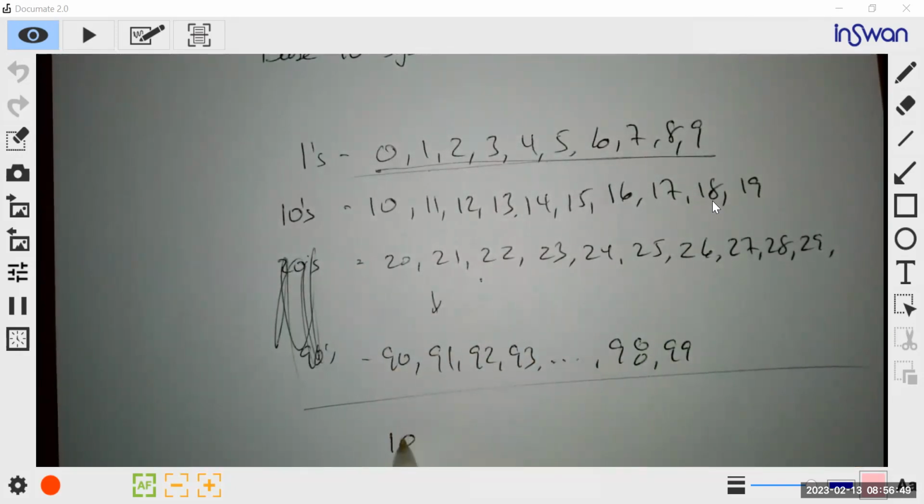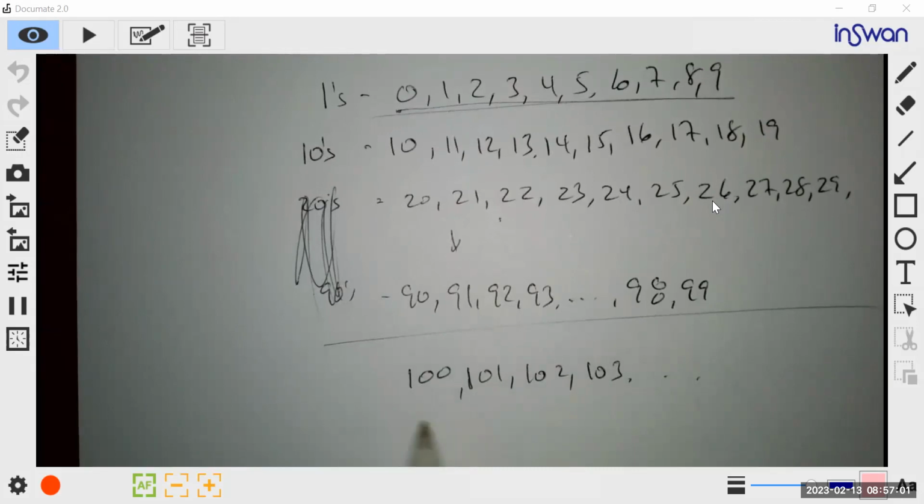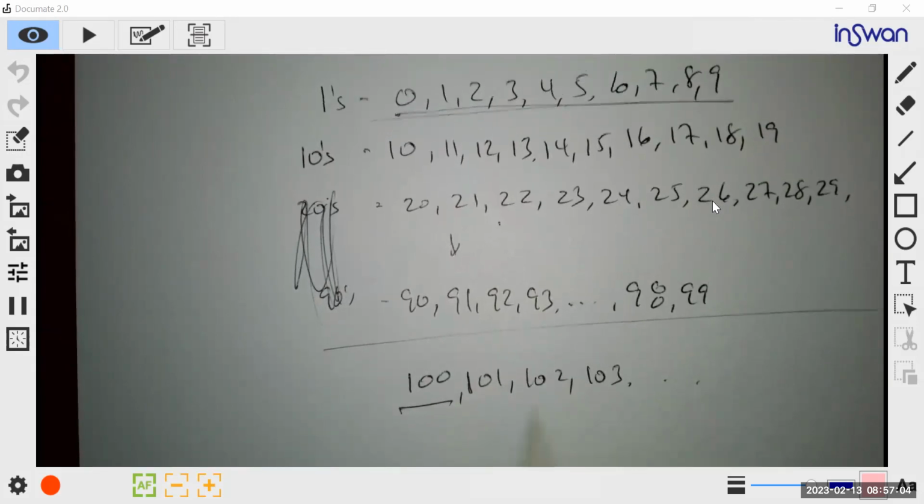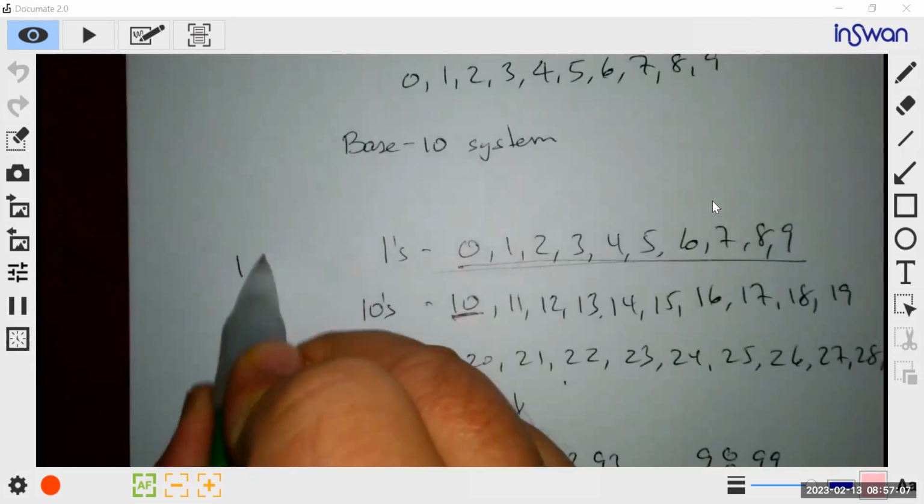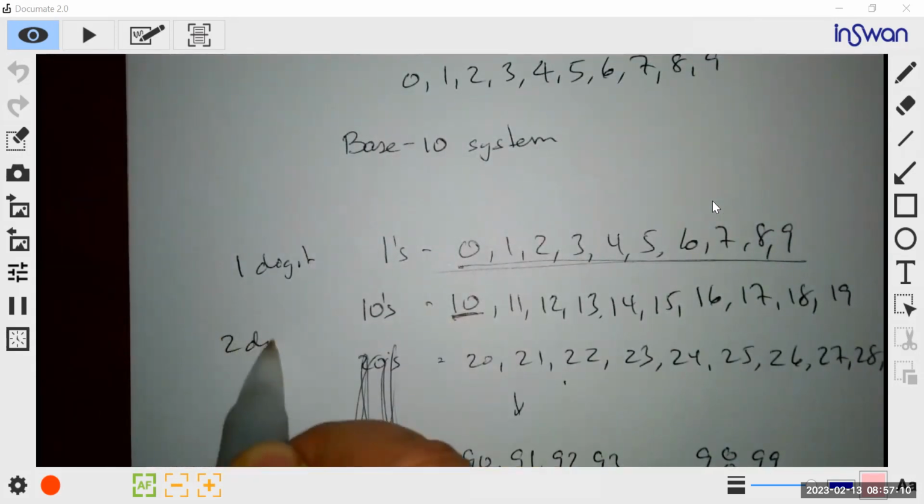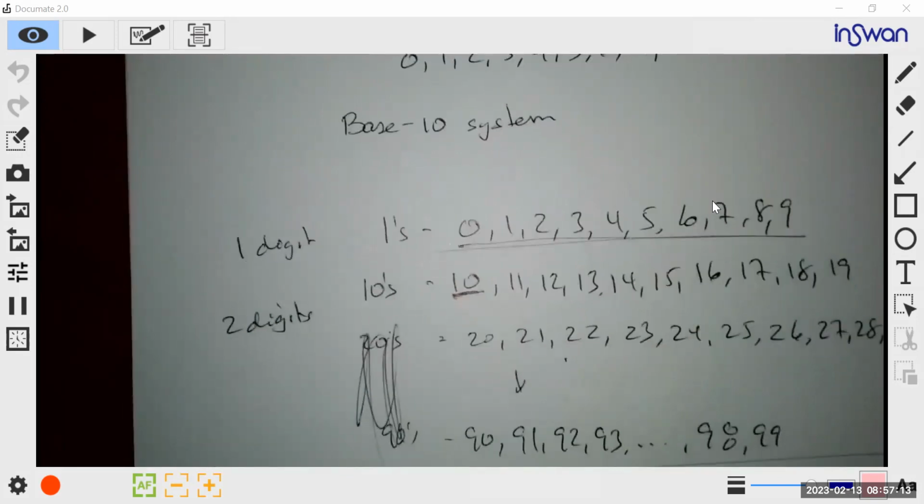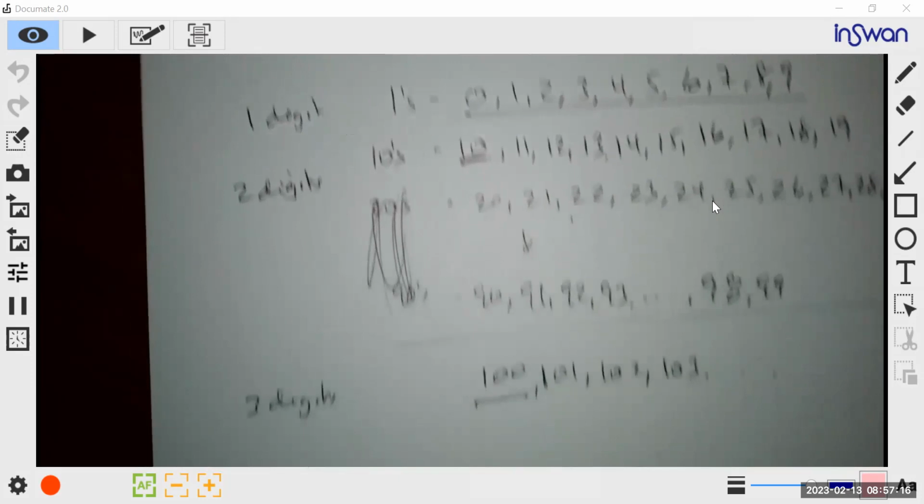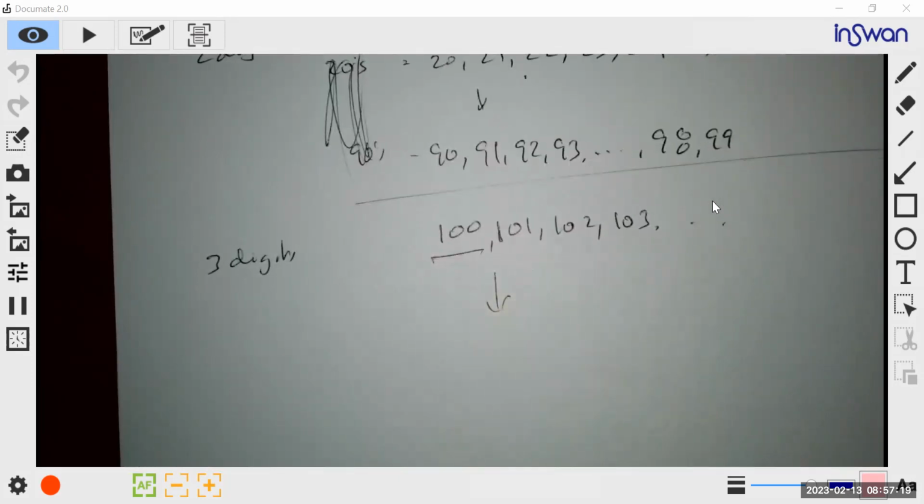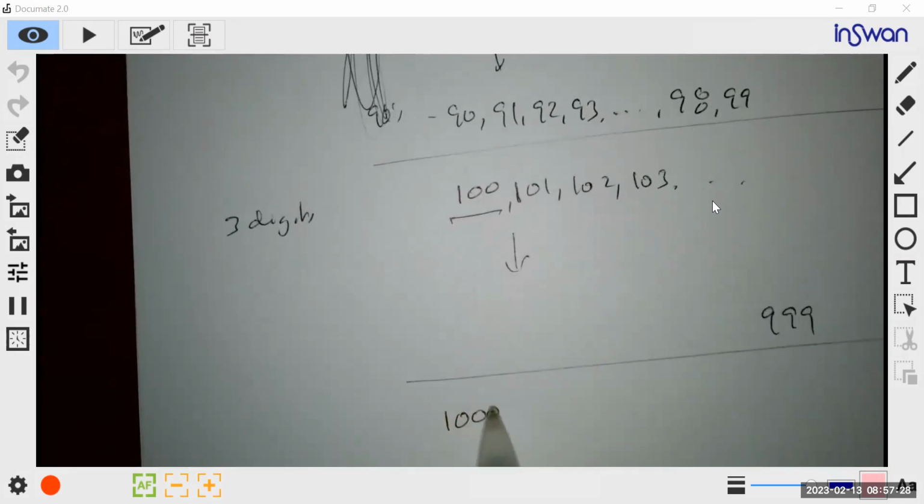Then we jump up to 100. 101, 102, 103, and so on and so forth. So these are now 3 digits. So we have 1-digit, 2-digit. Now we have 3 digits. What's the largest 3-digit number we can get? Yeah, all the way up to 999. Once we finish 999, we jump up to 1000. We got 4 digits.